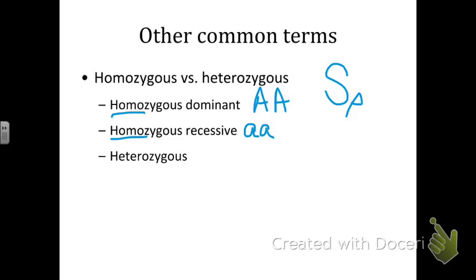Okay, now back to the different kinds of homozygous versus heterozygous, the different kinds of what we call genotypes, or gene collections, that an individual can have. They could also be heterozygous. Hetero means different, so an individual that's heterozygous has one dominant allele and one recessive allele.